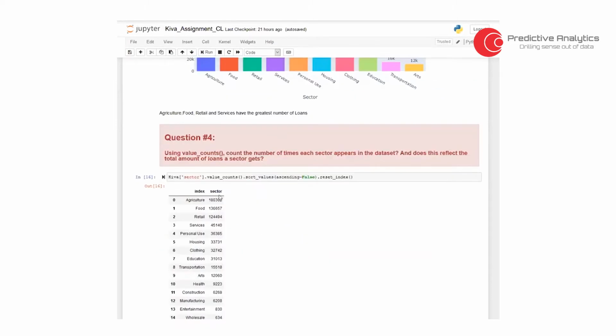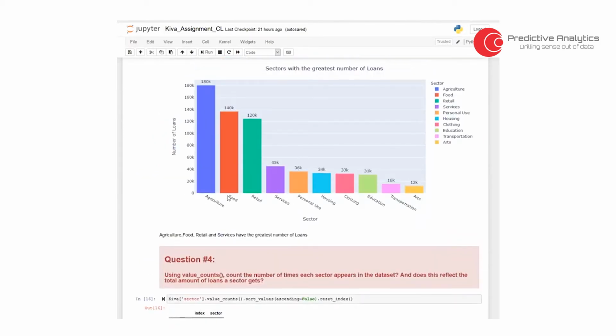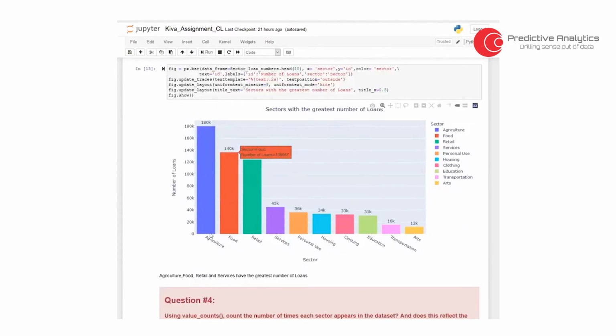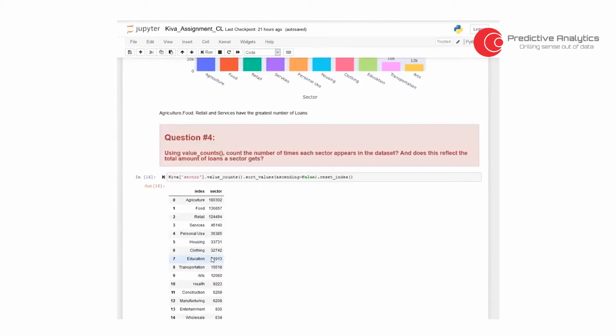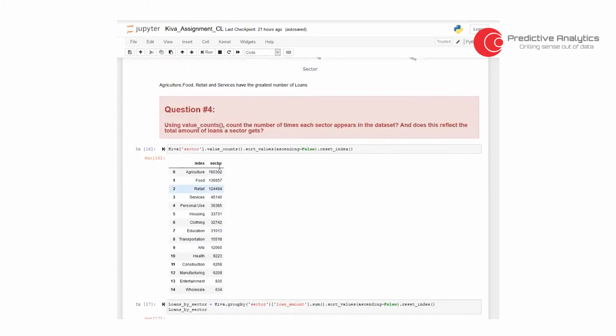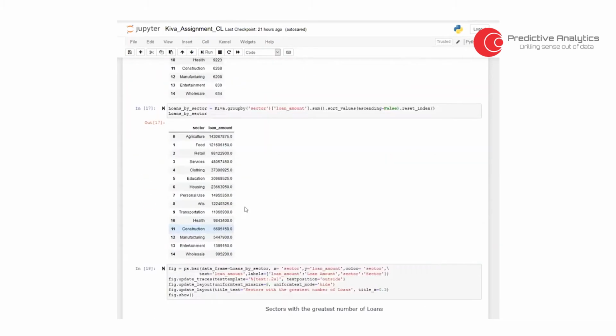Then question 4 was using value counts, counting the number of times each sector appears in the data set. So again, this question was related to question 3, because in terms of counting the number of loans, it was actually by ID. And even in terms of sectors, how it appears will be the same thing, because I counted the sector. Question 3 was counting the ID and question 4 was counting the sector itself. So they're almost the same, and even the graphs will appear the same.